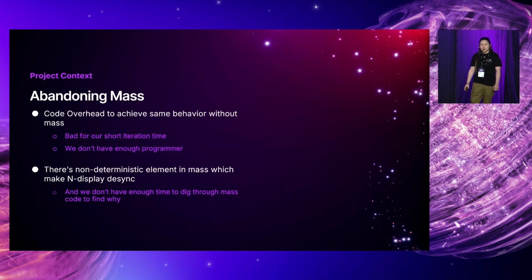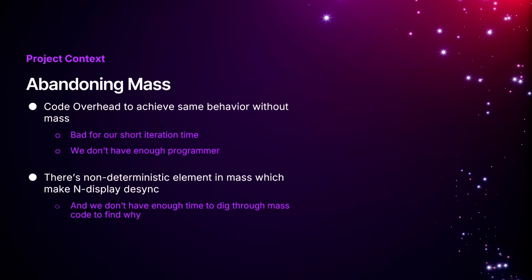And another reason is, as we mentioned before, we project everything to the space. We use nDisplay for that. There are some non-deterministic elements in Mass AI, which cause the nDisplay to desync from one screen to another. We didn't have enough time to dig through the code and find out why. So we decided to abandon Mass from here, but ended up keeping the StateTree from this point.